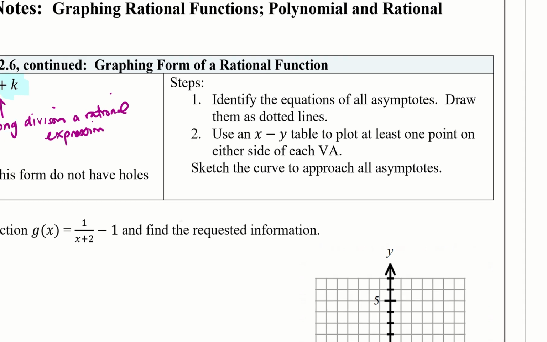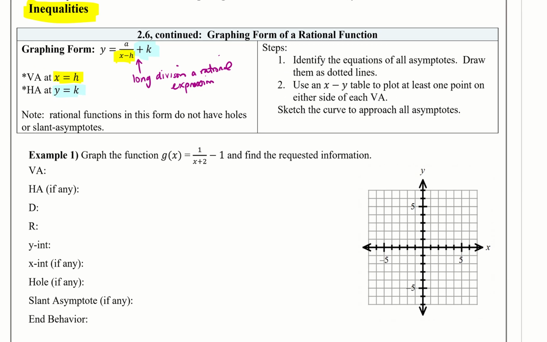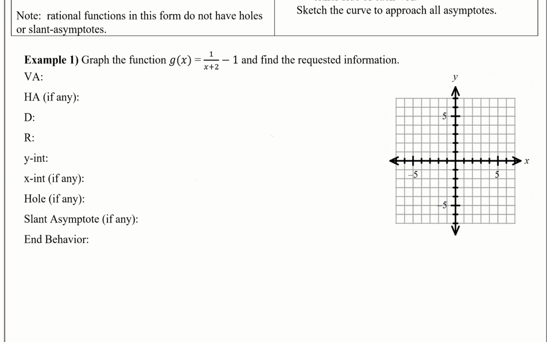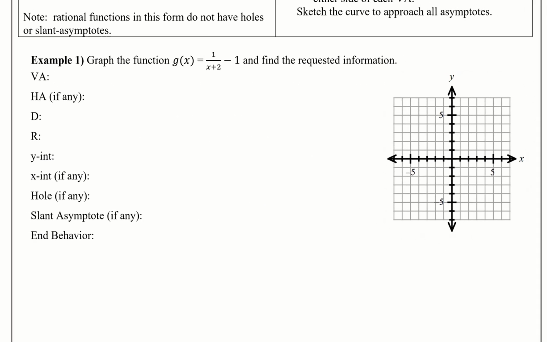To actually do the graphing, you would start with the horizontal and vertical asymptotes, and then you will still use an XY table to plot this, and then we would sketch the curve so that we are approaching the asymptotes. We would not ever cross the asymptotes either. And since it's in this type of graphing form, I know that there cannot be a slant asymptote and there cannot be a hole in the graph. It's literally not even possible in this form to have something like that.